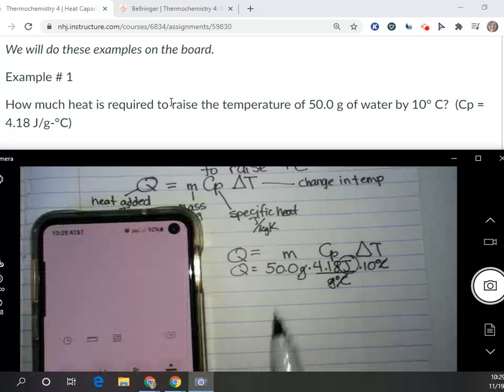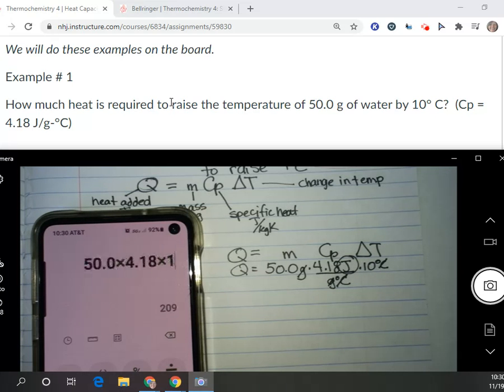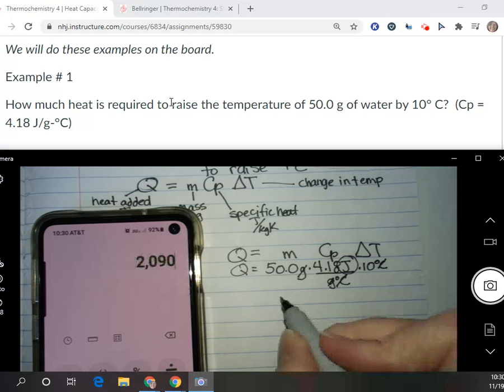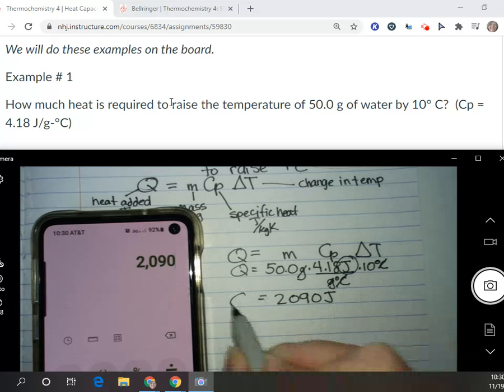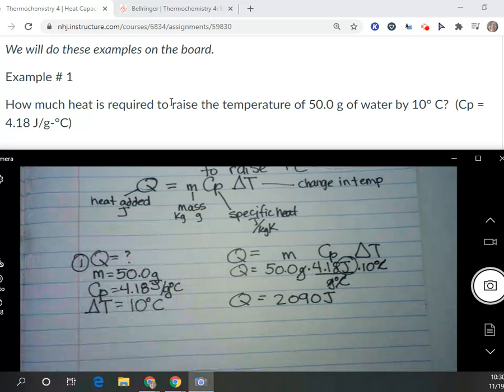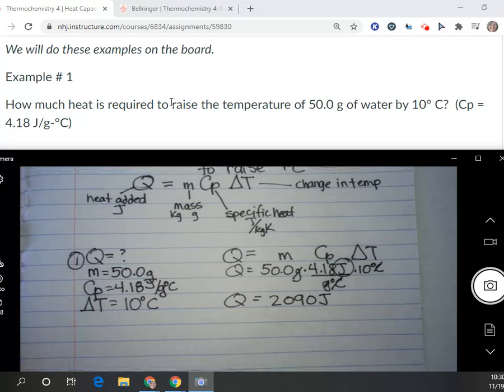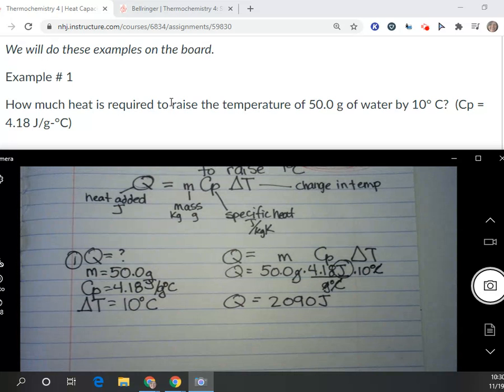So on this, pull out our calculator. Just going to go straight across. 50 times 4.18 times 10 equals 2090. And we already decided that we were going to use joules. And that equals Q. All right, give me a thumbs up if that makes sense and you're good with that. All right, that's good. Let's go ahead and look at the second example.